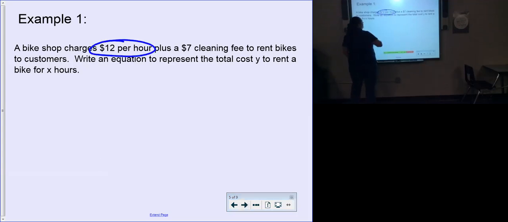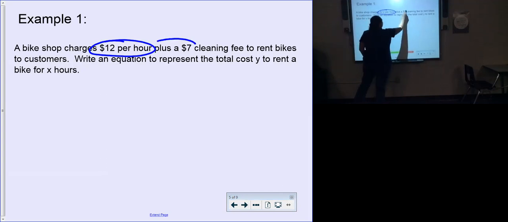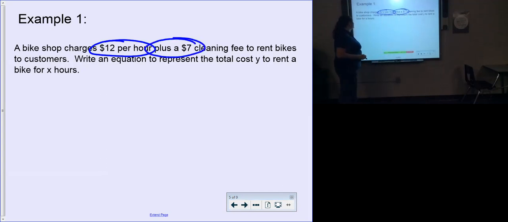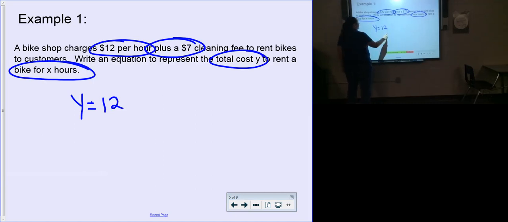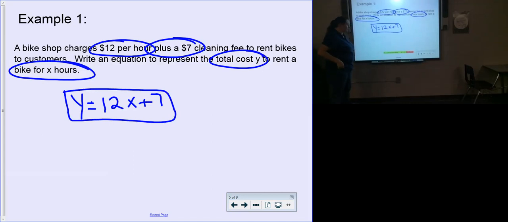So $12 per hour, that's something important to me. Plus a $7 cleaning fee, that's important. Write an equation to represent the total cost Y. It's giving me letters. To rent a bike for X hours, that's important. So they want us to write an equation for Y, the total cost. So they want to know what the total cost is. Well, it is $12 per hour, X, plus a $7 cleaning fee. And that's my equation. So that's it, guys, that's all you have to do to write an equation.